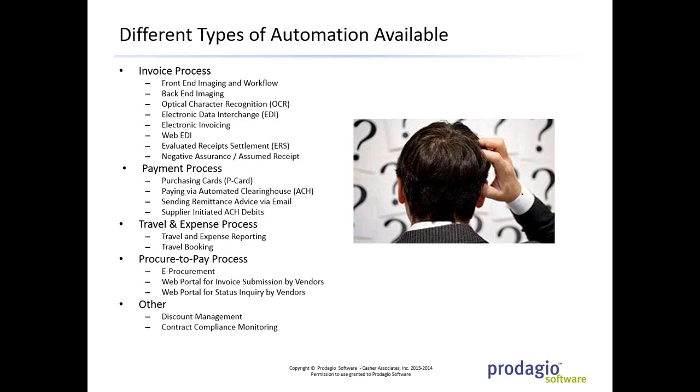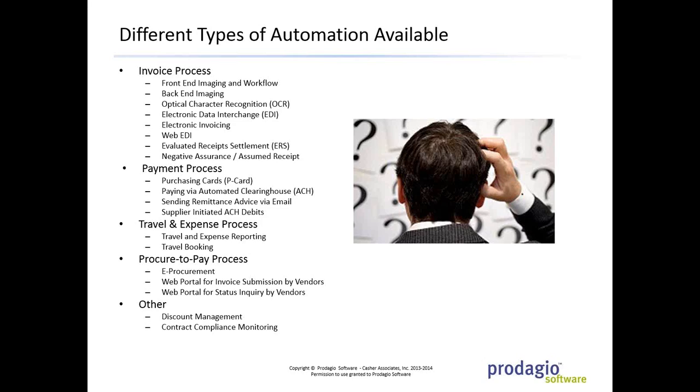First is invoice processing, front-end imaging: capturing an image of the invoice, if it's a paper invoice or an email attachment, up front, and then once you've got that image, having people work off of that image within AP and anywhere else within the organization that needs to deal with invoice processing.